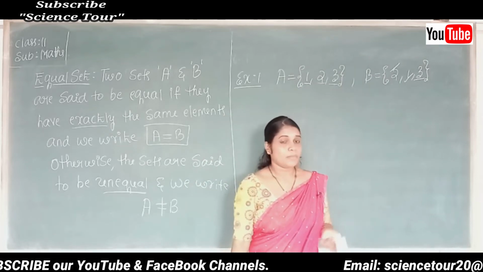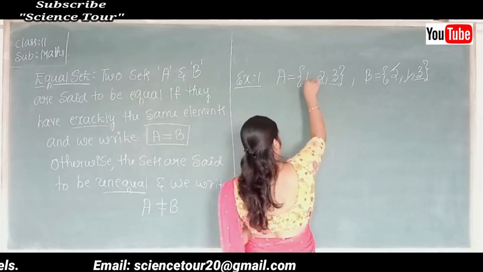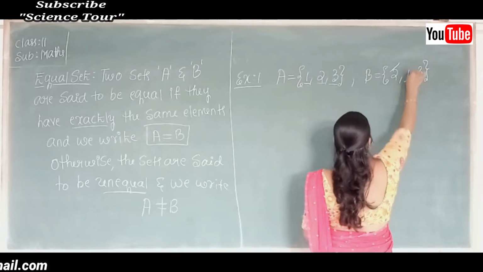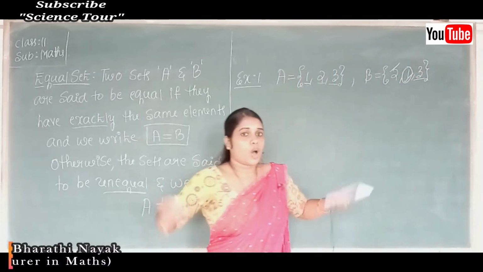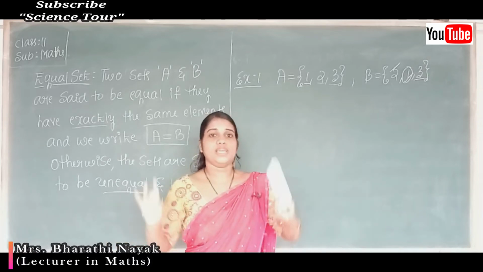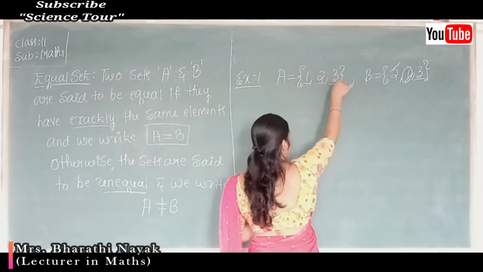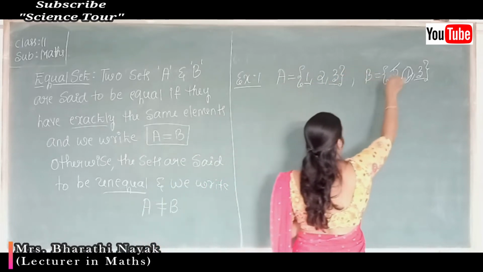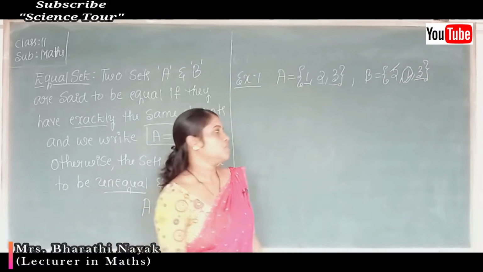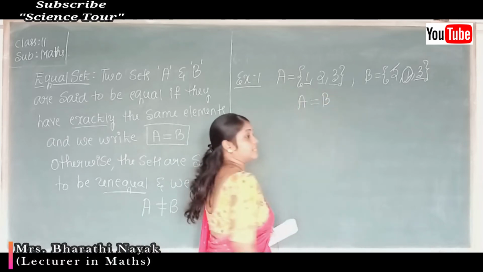But the order is different. You can observe that 1 is in the first position in set A, but in set B, 1 is in the second position. The order may be different, that does not matter here, but the elements must be equal. So all the elements of set A and all the elements of set B are exactly equal. Therefore, we can say set A equals set B.